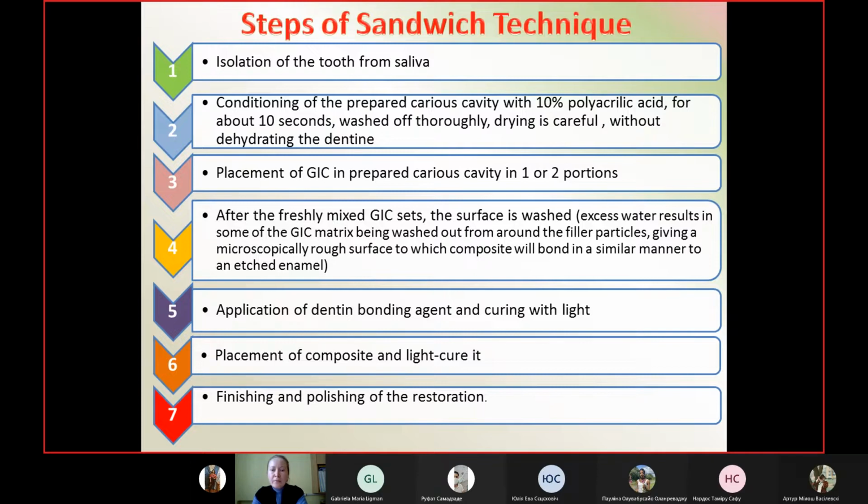Glass ionomer can go with both total etch or self-etch techniques of adhesive systems. Then light curing of the adhesive system. If it was total etch or self-etch, it doesn't matter. And after that, the placement of the composite material and light cure it appropriately, 15-20 seconds. And then final finishing and polishing of the restoration with finishing and polishing discs, points, paper points.